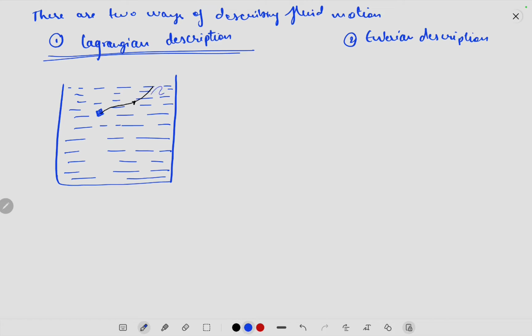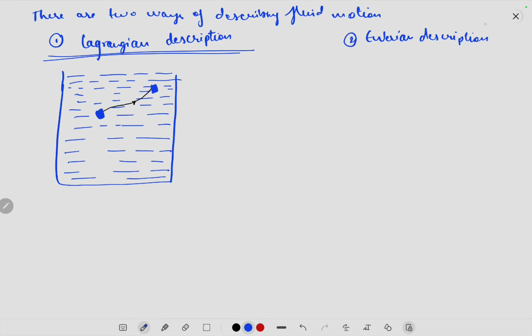So after a certain time, let's say this fluid element reaches here in time t plus delta t. Okay, so if I'm basically tracking the individual fluid element, that how does it move over time in space, then this description is called the Lagrangian description.